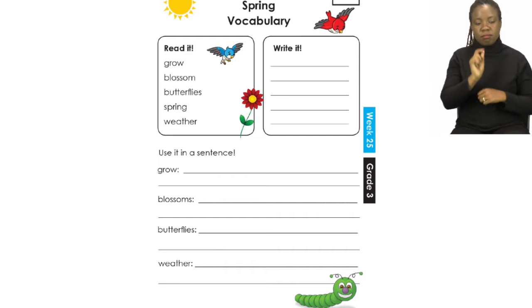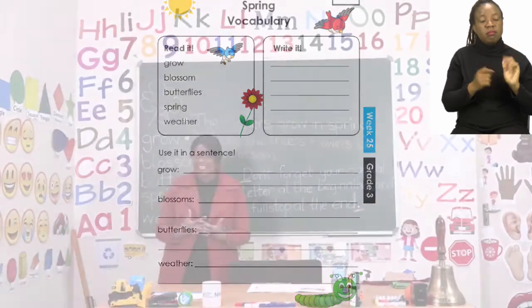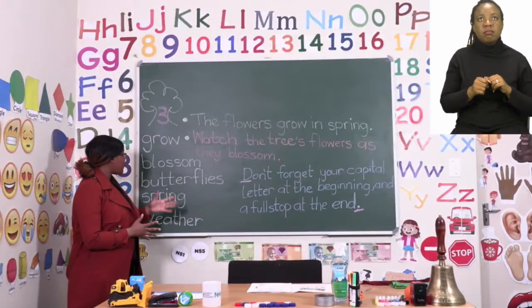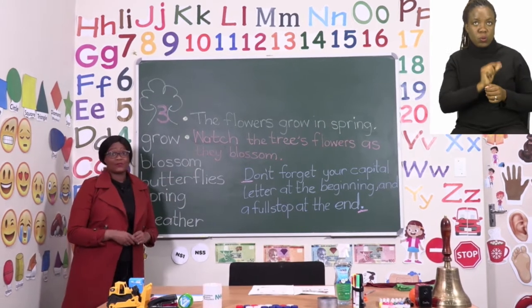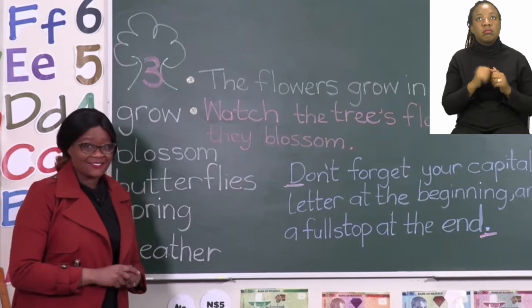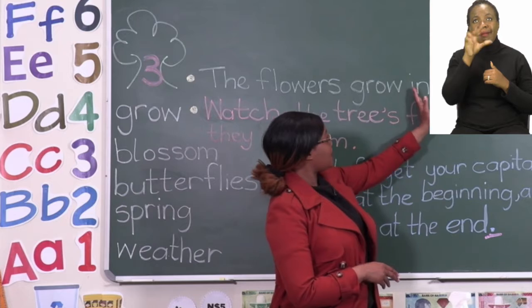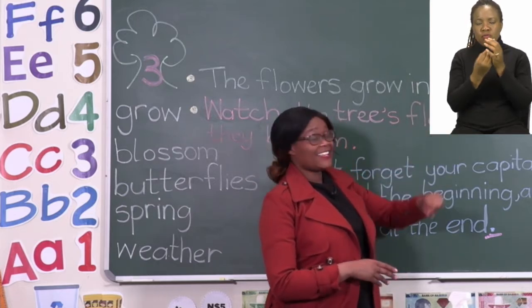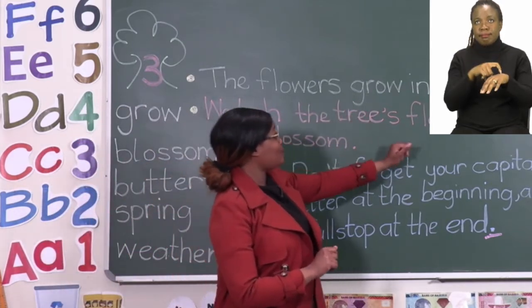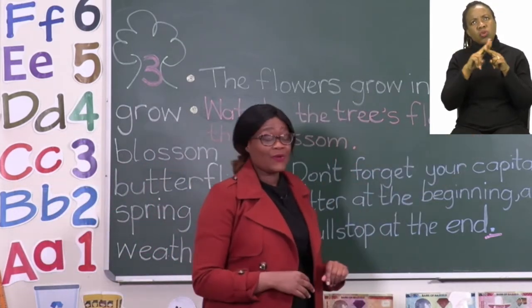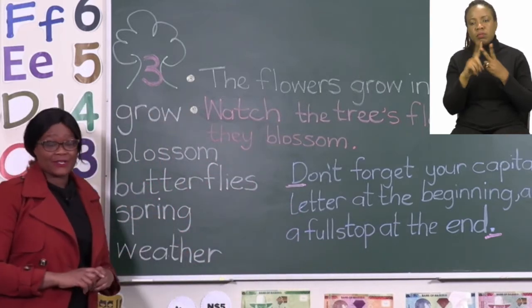So I have a few sentences on the board and I'd like you to read them with me. Let's take a look at the sentences. Now, as you know, we have the words that we were talking about before. Now I have used 3 of them to make sentences. The first one says, the flowers grow in spring. Now you can see that I've used the word grow and the word spring to show that those were 2 words we were given when we were doing our vocabulary words.